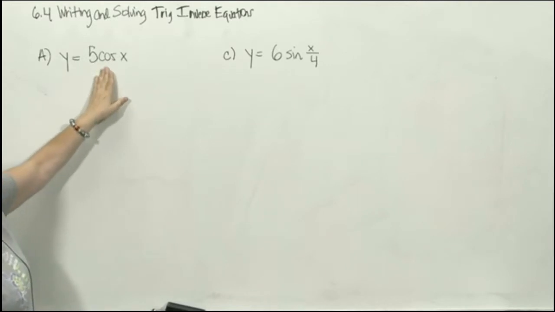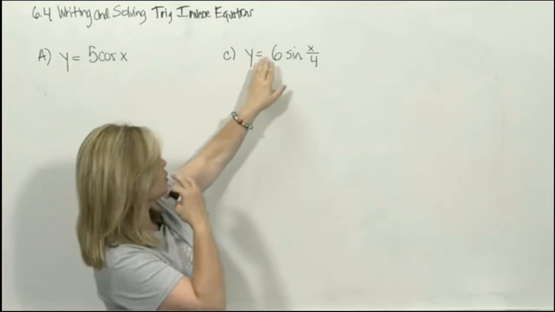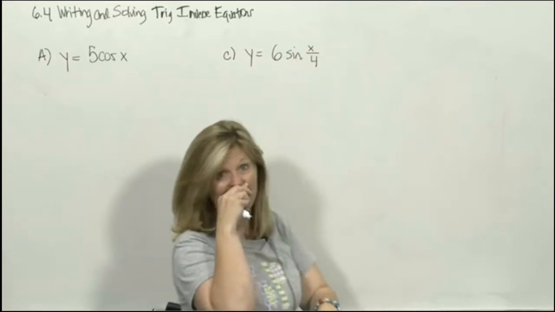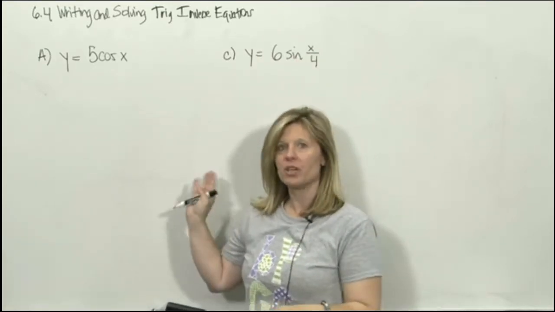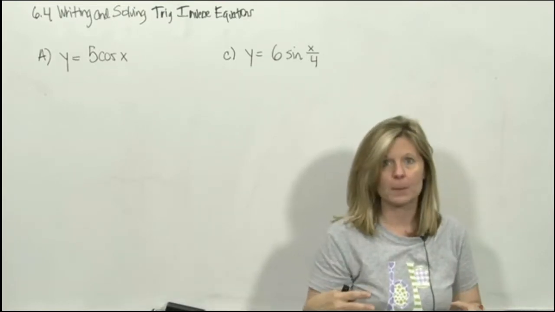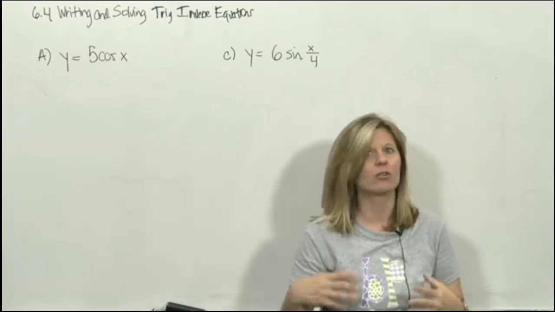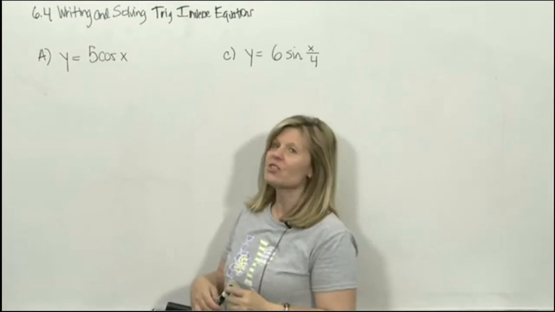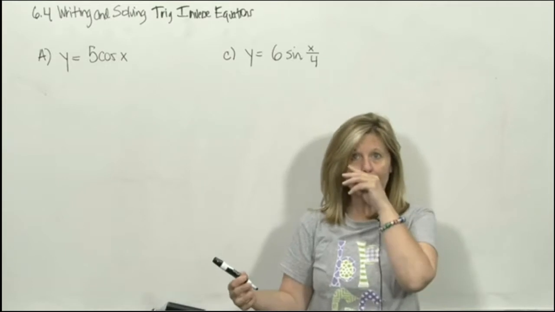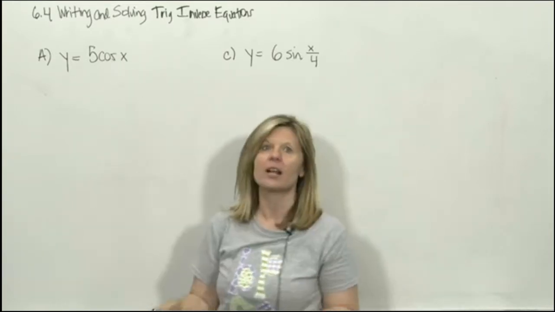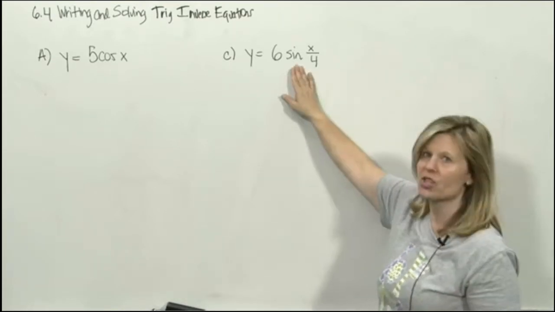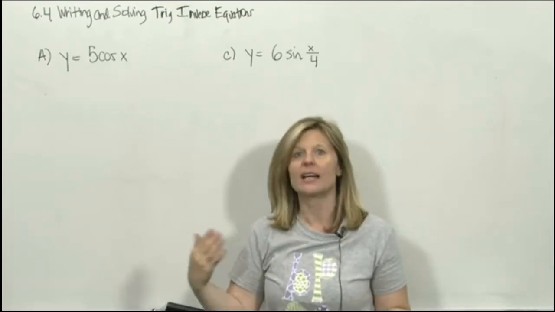If you look here, these are trig equations. y equals 5 cosine x. y equals 6 sine x over 4. What you'll notice that's different with these equations versus the ones we've been working on is they're using x's and y's. We just don't have theta or just x. The directions say to rewrite these as trig inverse equations, which means instead of having the function cosine, I want the function cosine inverse. Instead of having the function sine, I want the function sine inverse.